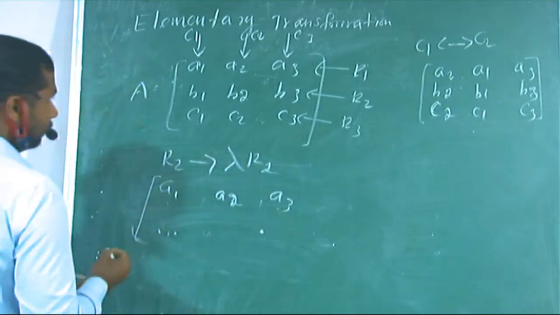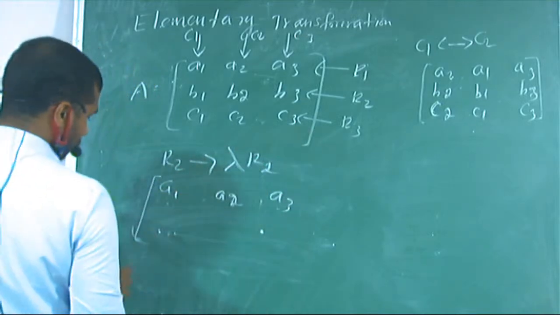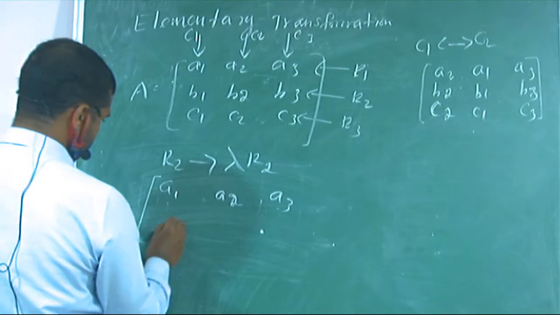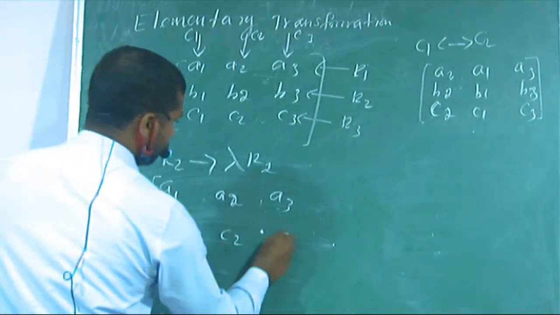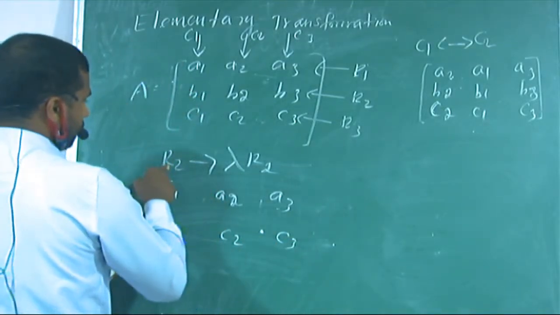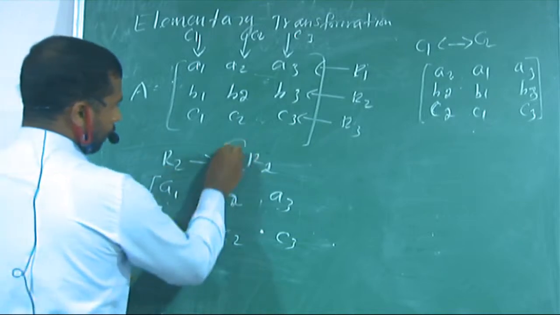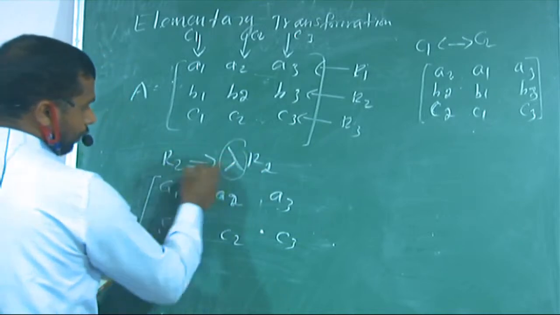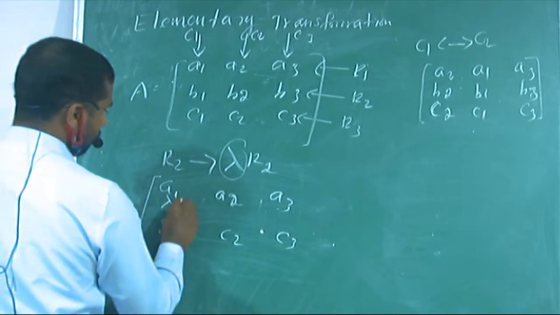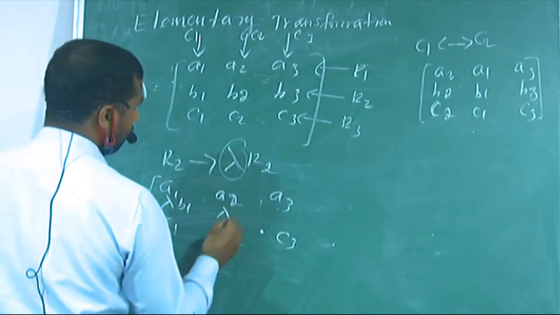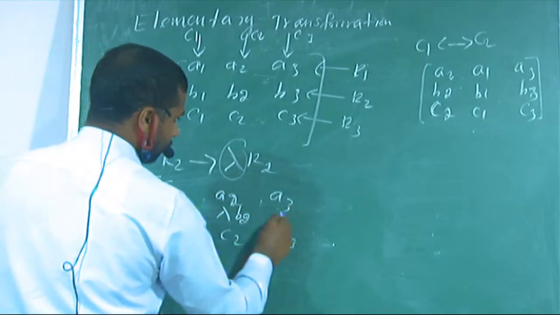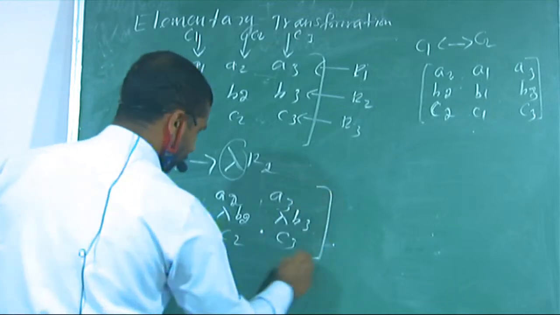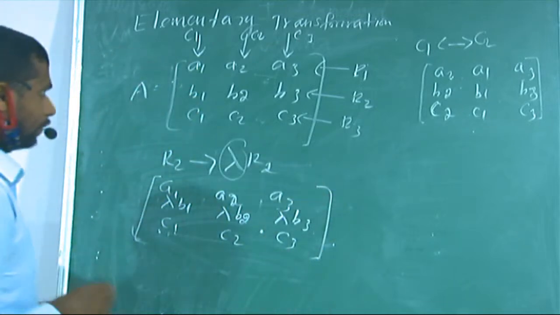Row 3 also stays as it is: C1, C2, C3. But every entry of row 2 should be multiplied by the non-zero scalar lambda. So lambda into B1, lambda into B2, lambda into B3. This is our second point.